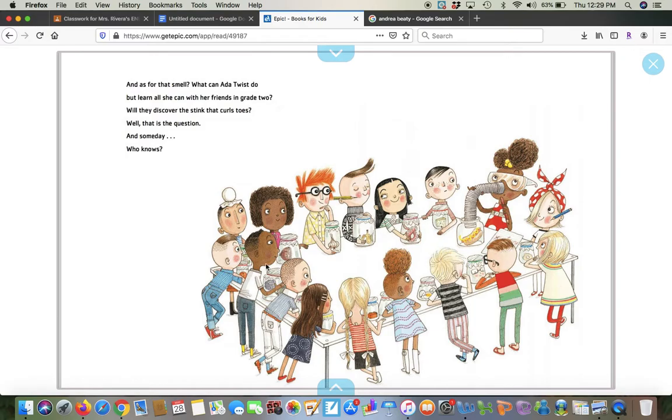So now you see how everybody is trying different things that smell to see if they can match the smell with what was stinking.